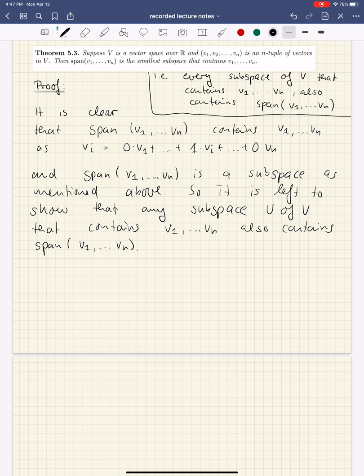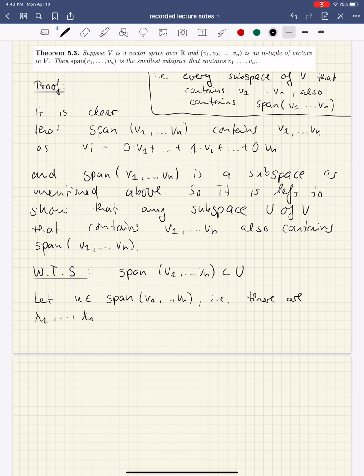Okay, well, we want to show the span of v1 through vn is a subset of U. Great. How do we do that? Let u be in the span of v1 through vn. Then there are lambda 1 through lambda n in R such that u is equal to lambda 1 v1 plus all the way up to lambda n vn.